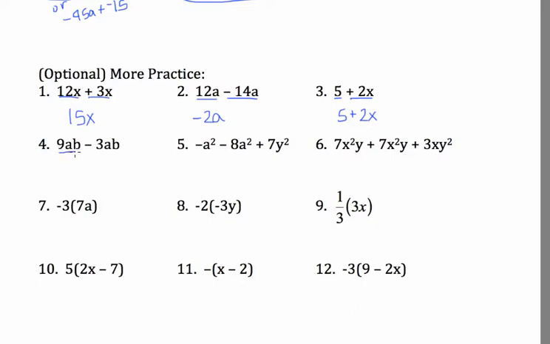Here I have two terms, 9ab and negative 3ab. They are like terms, so I can add them. 9 of them and negative 3 of them make 6 of them.